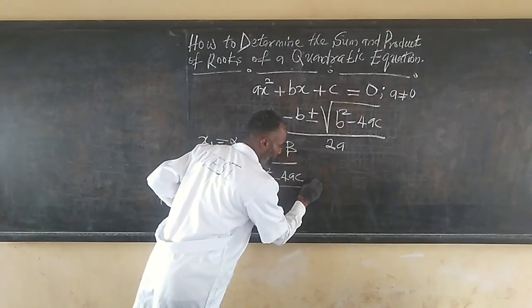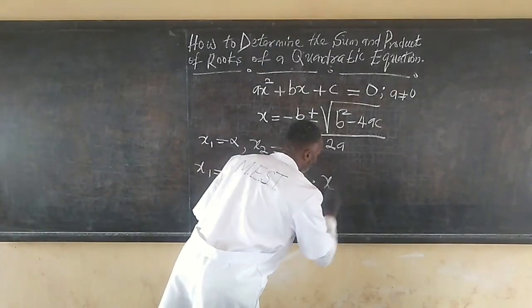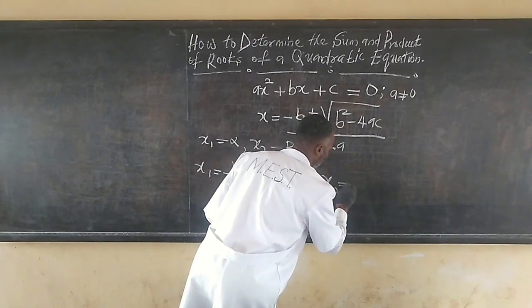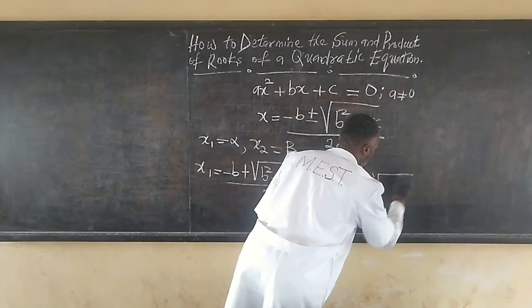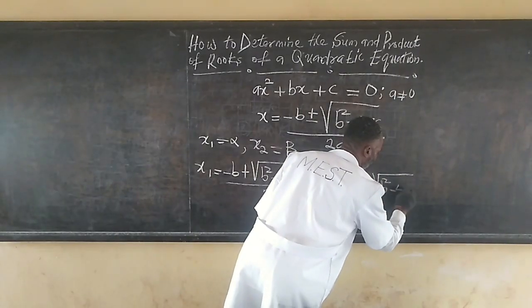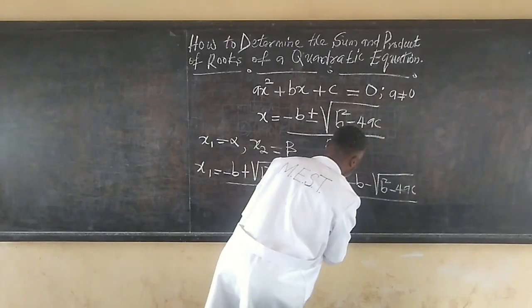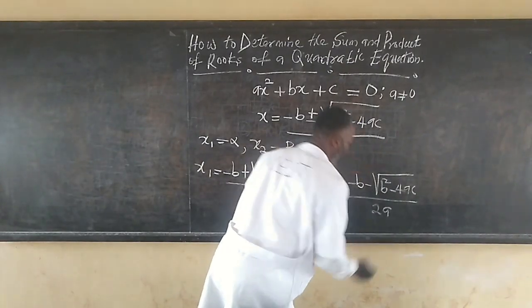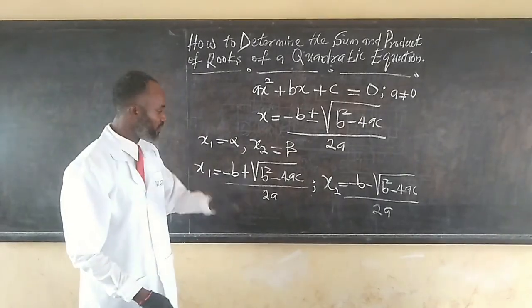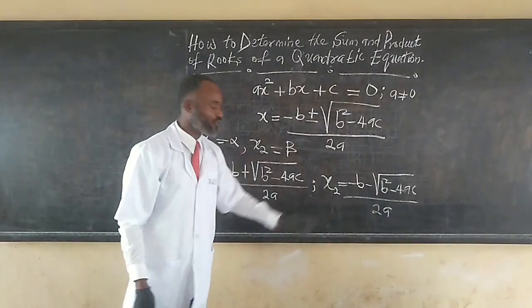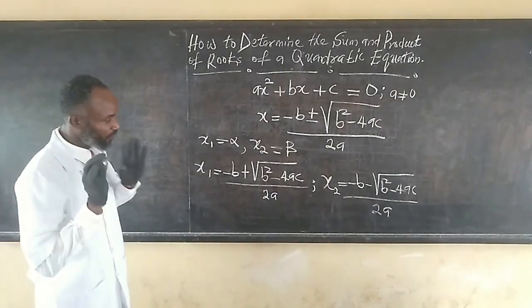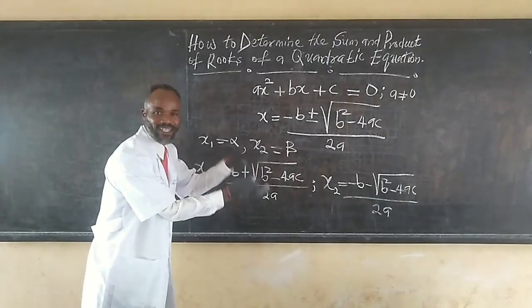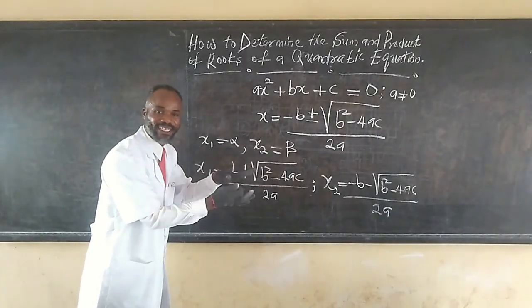Alright. The second one, x2, is going to be minus b minus the square root of b squared minus 4ac all over 2a. We have two roots now, x1 and x2. Alright? Take notes. Don't forget anything. Try to understand the steps we are outlining one at a time.